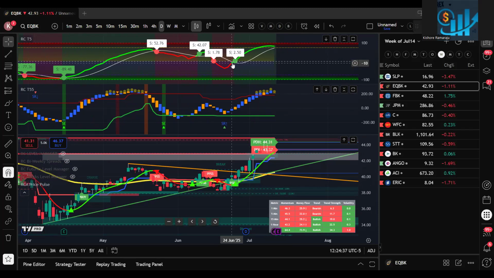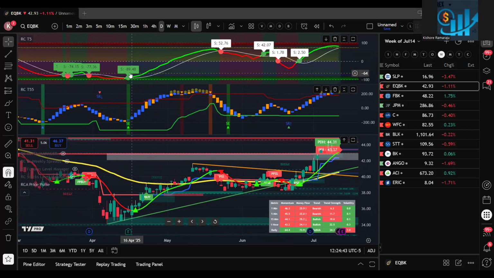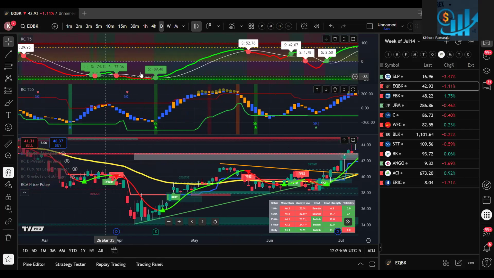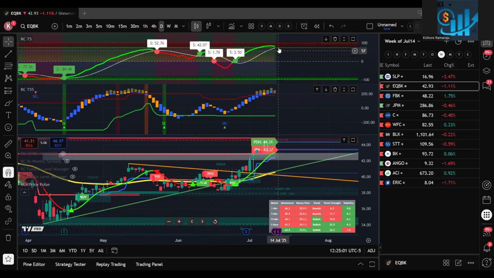So basically this T5 is called a score. These numbers are like a score. If the score is close to minus 100, that means it is good for a buy. If the score is close to plus 100, that is good for a sell. The range is minus 100 to plus 100. Generally, if it is around minus 90, minus 95, then it will go up. If it is plus 85, plus 90, 95, it will go down.